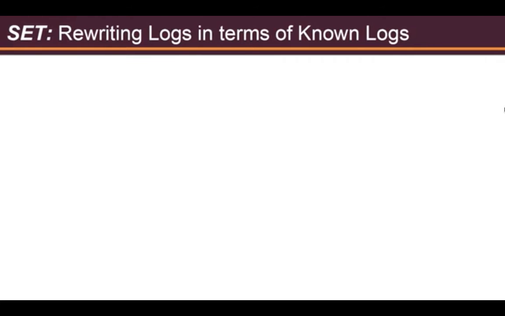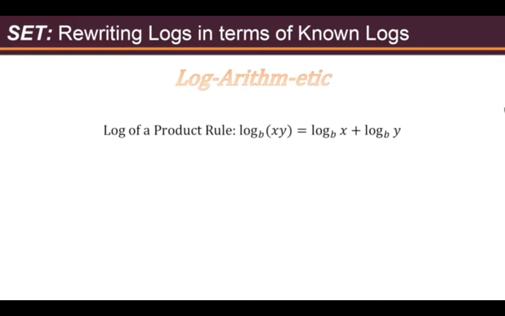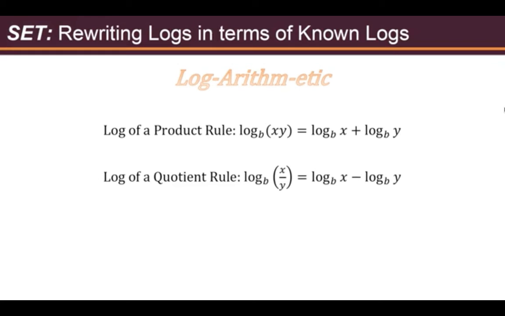In the task you did today in class, Logarithmetic, you learned that using the three logarithm rules learned previously, you can find the value of logarithms. Remember, the three logarithm rules are the log of a product rule, log base b of x times y equals log base b of x plus log base b of y; the log of a quotient rule, log base b of x over y equals log base b of x minus log base b of y; and the log of a power rule, log base b of x raised to the k equals k times log base b of x.